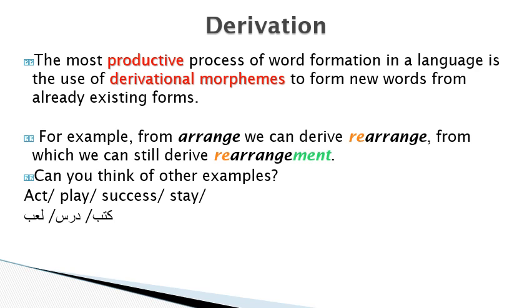In Arabic, we have كتب, this triliteral verb. We can derive many words. كتب, يكتب, تكتب, اكتب, كاتب, مكتوب, مكتبة, and different words and different structures can be derived. Like درس, يدرس, مدرسة, دارس, لعب, يلعب, ملعب, لعبة, etc. of words.